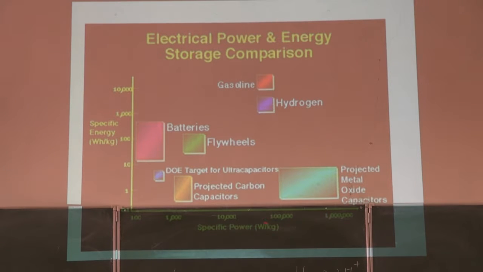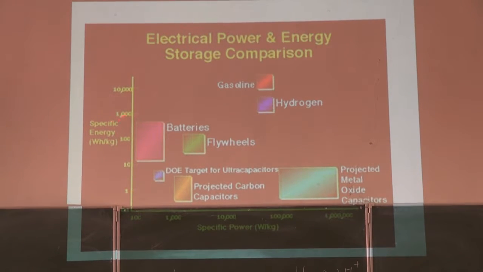This axis is power, in watts per hour. If you look at gasoline, it is very good: very high energy, very high power. That's why you use gasoline for your car. Hydrogen is also very good, with very high energy and power, but hydrogen is very flammable, so you cannot use it.